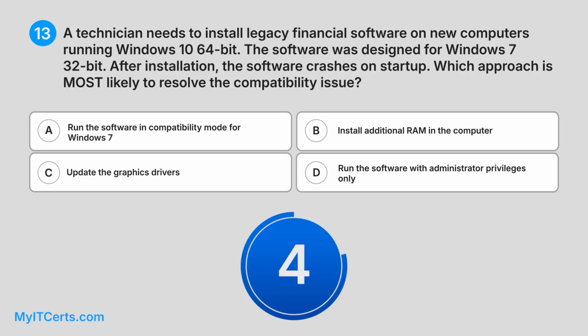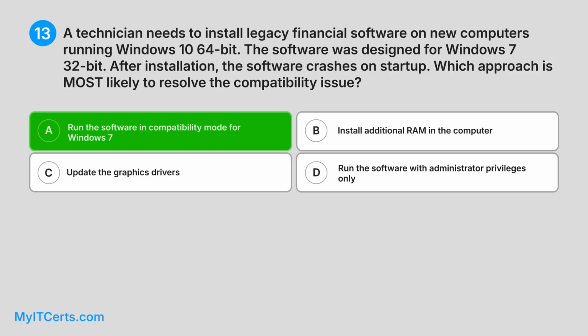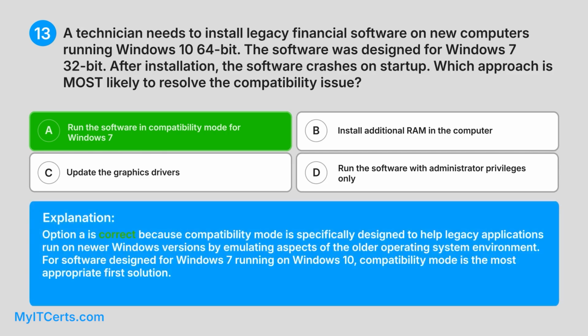What do you think is the answer? Correct answer. A. Run the software in compatibility mode for Windows 7. Explanation. Option A is correct because compatibility mode is specifically designed to help legacy applications run on newer Windows versions by emulating aspects of the older operating system environment. For software designed for Windows 7, running on Windows 10, compatibility mode is the most appropriate first solution.